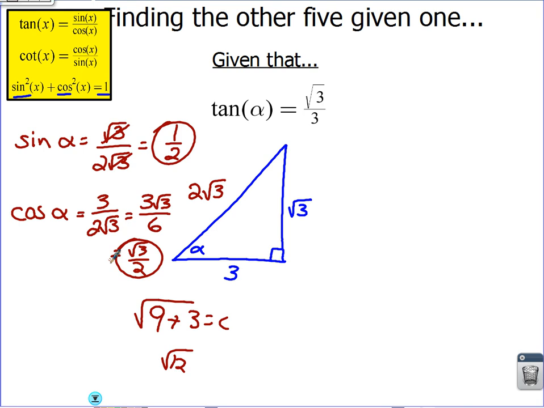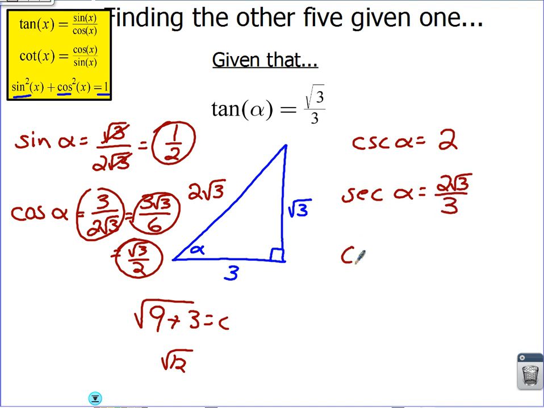So to find the other ones, we're just reciprocating. Sine and cosecant are reciprocals. If sine is 1/2, then cosecant is 2. Cosine and secant are reciprocals. Cosine is root 3 over 2. If you reciprocate this, you're going to have a radical on the bottom. So what you can do, well, this was equal to this, and it was equal to this as well. Why not just reciprocate this? That way you don't have to rationalize. So instead of 3 over 2 root 3, you'll have 2 root 3 over 3.